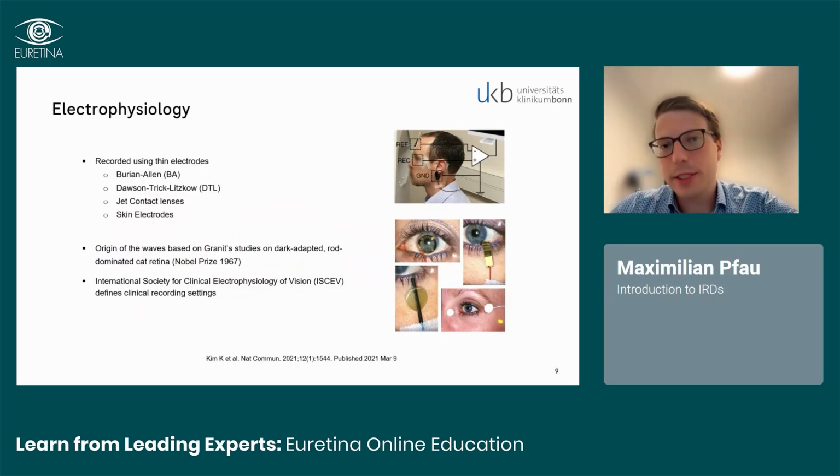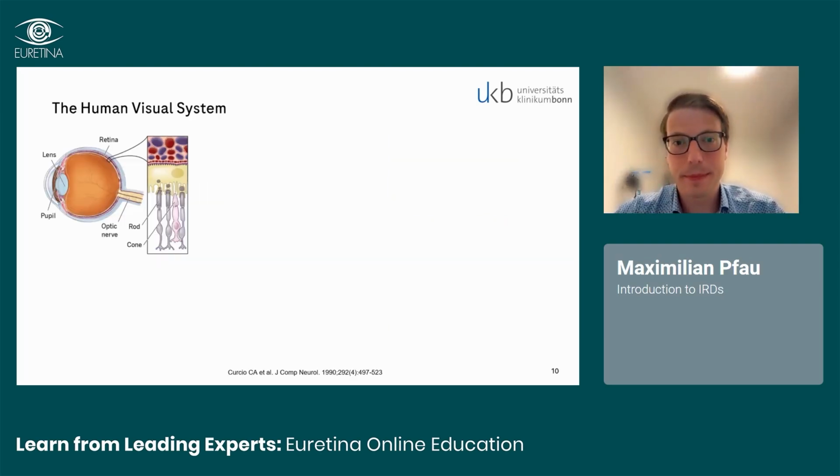The most common functional test for inherited retinal diseases, at least for the baseline exam, is of course the ERG, the electroretinogram. Two electrodes are mostly used clinically, either the DTL wire electrode, because it's more comfortable, or the Burian-Allen contact lens electrode, which provides slightly more reproducibility. And then you should be able to name the ISCEV standard as a standard for clinical electrophysiology.